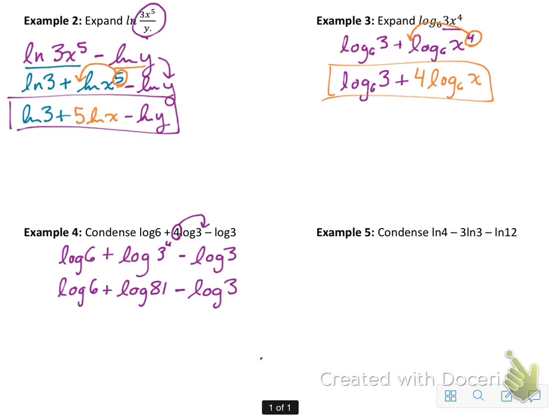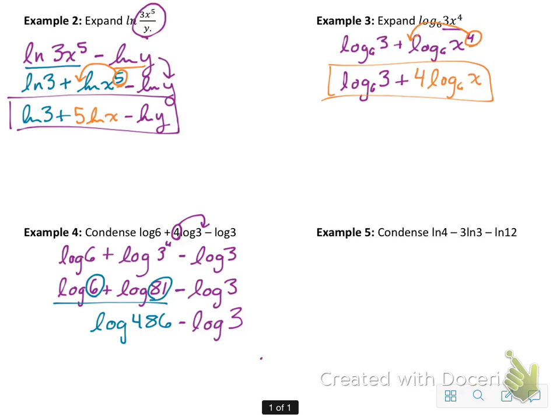Now, addition. Let's start on the left, right? Let's move from left to right. Addition becomes multiplication. So we end up with log of whatever 6 times 81 is. Well, 6 times 81 is 486. I've already done the math. If you don't believe me, you're welcome to check it in your calculator. All right, and then the log of 3 stays the same.